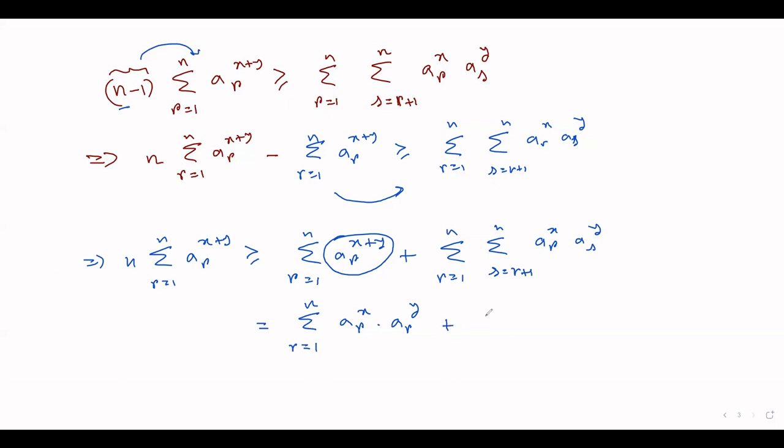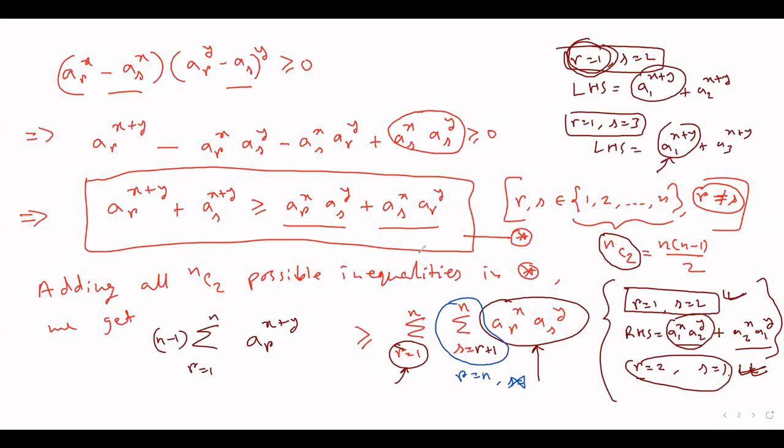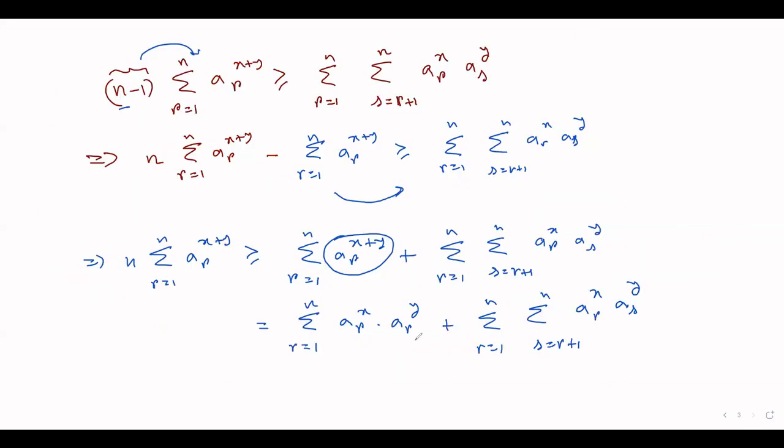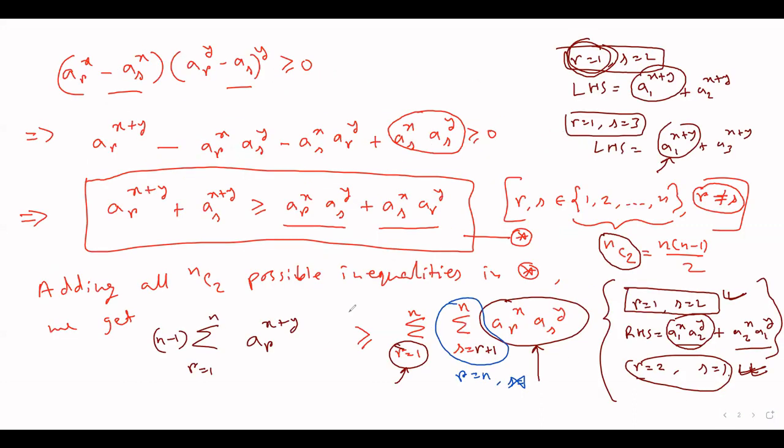Okay, plus the sum r equals to 1 up to n, s equals to r plus 1 to n, ar to the power x, as to the power y. Hmm. Give me a moment, please. I got to a point where I do not have what I wanted. So please let me do a very quick revision of what I did so far.